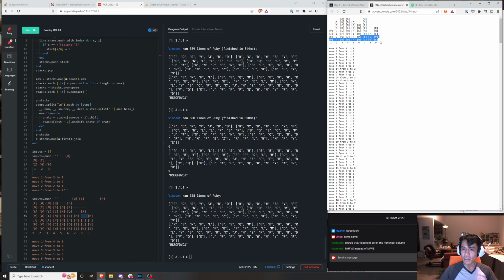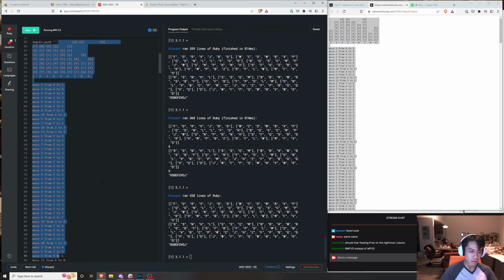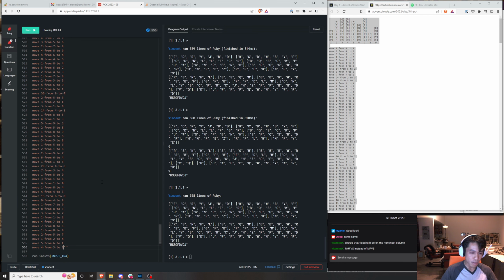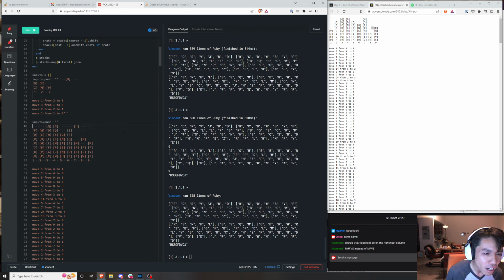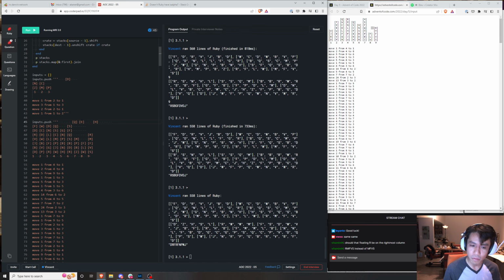Wait, did I paste this wrong? Oh no. Why does it paste like this? Oh, are these tabs? Wait, why does it display differently? What? Wait, what? Oh my God. What is going on here? Is this a CoderPad bug? Oh my God.